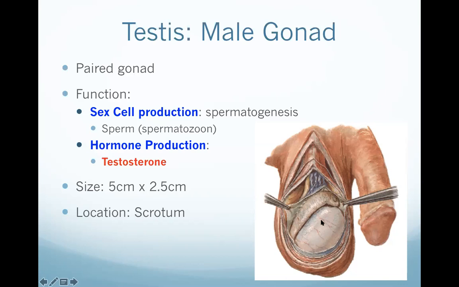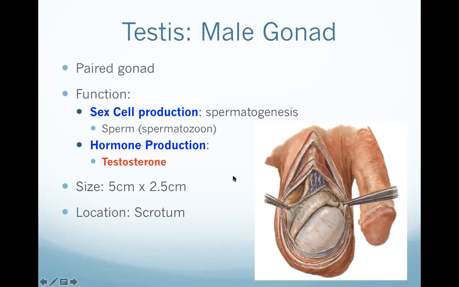If the testis is also making testosterone, that hormone travels not only within the testis, but also systemically. So you can also see the vascular tissue over here that's going to be bringing blood in and out of the testis itself. So we have paired gonads. They sit inside each individual testis, so they're separate from each other.